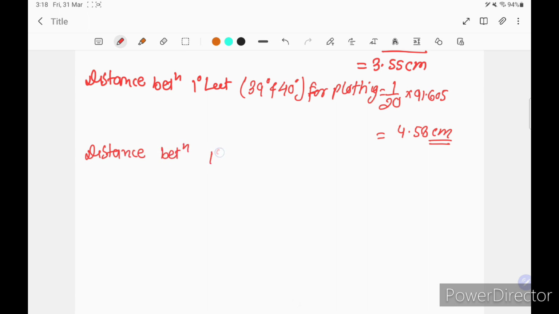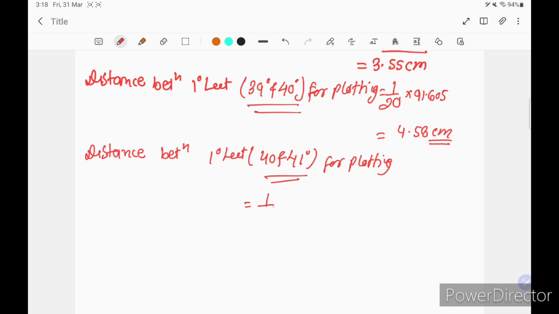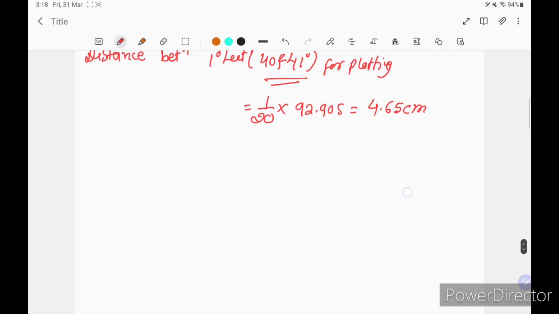So the distance between 1 degree latitude, now we take 40 to 41. Here it is 39 to 40, now 40 to 41. Okay, for plotting, put the value in the formula, 1 divided by 22 into 92.905, and we get the value 4.65 cm. Okay, this much understand. Now we have to see how to construct this on the chart.